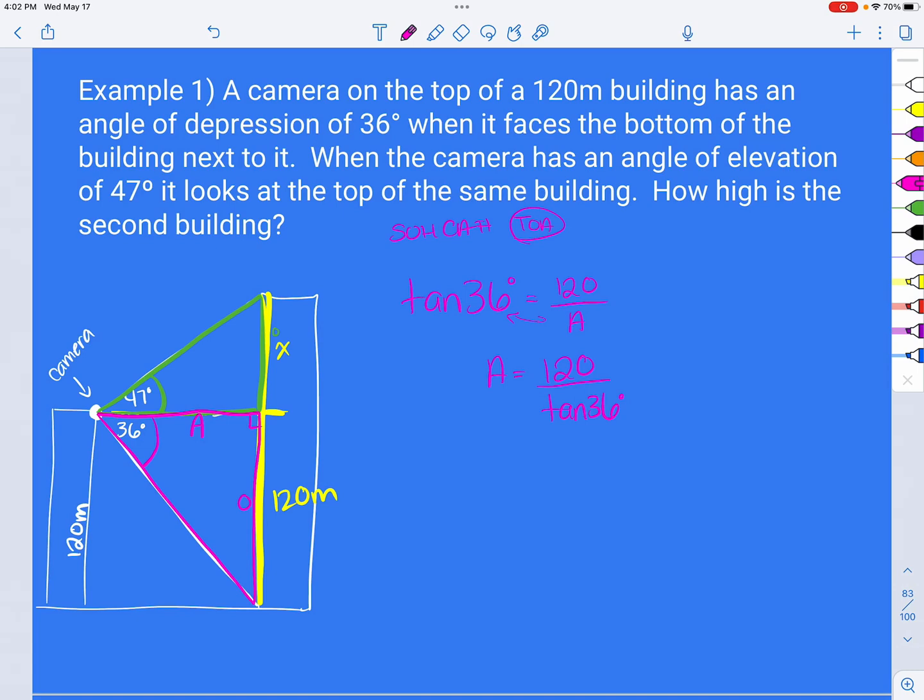And when you go to your calculator, the adjacent side is approximately 165.2. Great. Now if I go back to that green triangle, I now know the adjacent side. So I can now go back to that tan of 47 degrees equals X over the adjacent side, which is 165.2. To get X, you bring that 165.2 up and multiply it by the tan of 47 degrees.